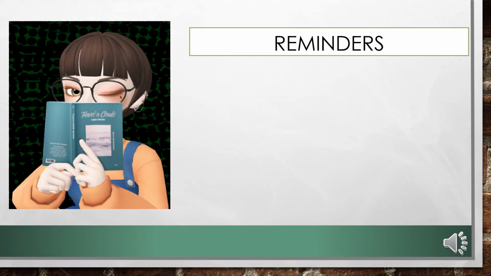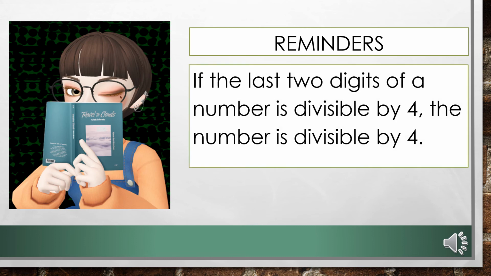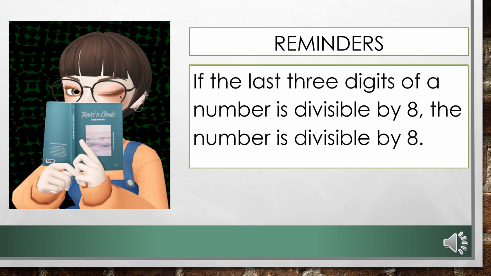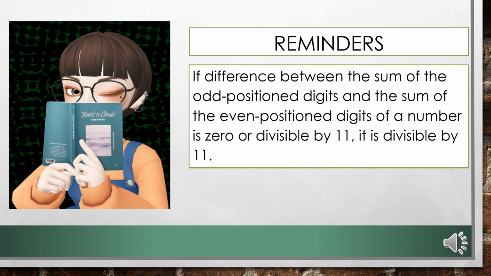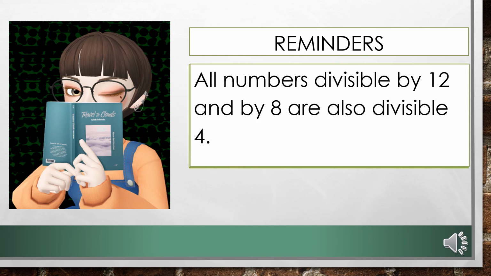Let us have a quick recap before this lesson ends. If the last two digits of the number are divisible by 4, the number is divisible by 4. If the last three digits of the number are divisible by 8, it is divisible by 8. If the difference between the sum of the odd position digits and the sum of the even position digits of a number is 0 or divisible by 11, it is divisible by 11. And lastly, since 8 and 12 are multiples of 4, all numbers divisible by 12 and by 8 are also divisible by 4.